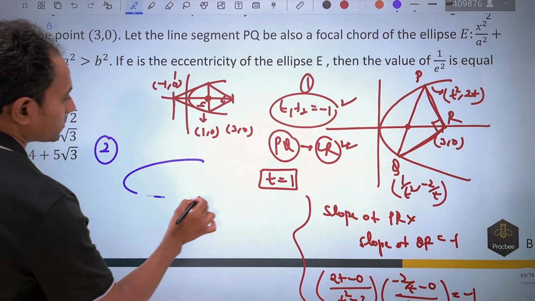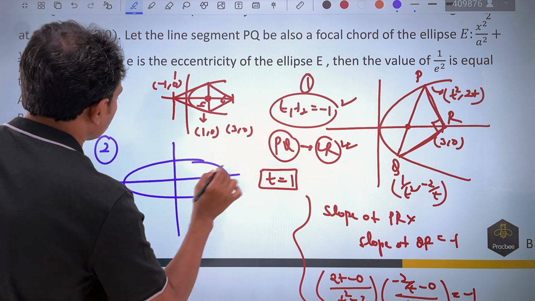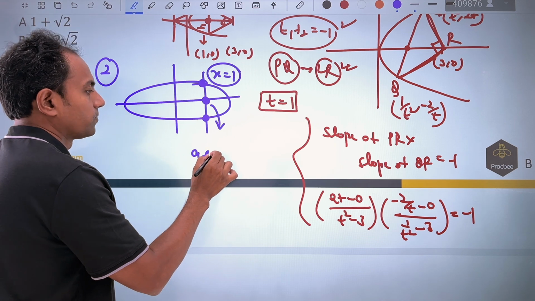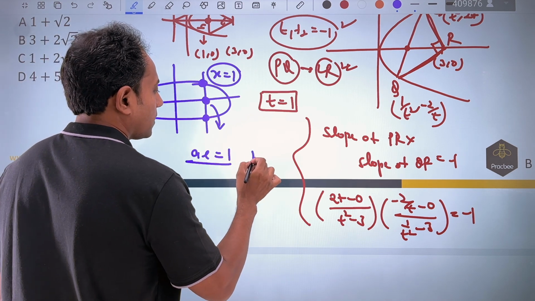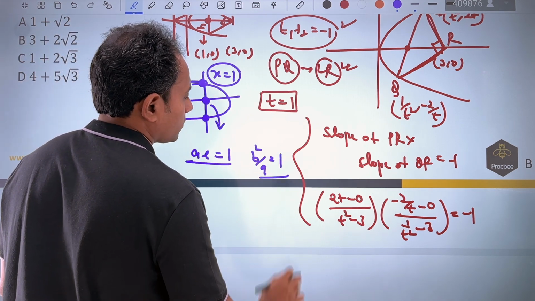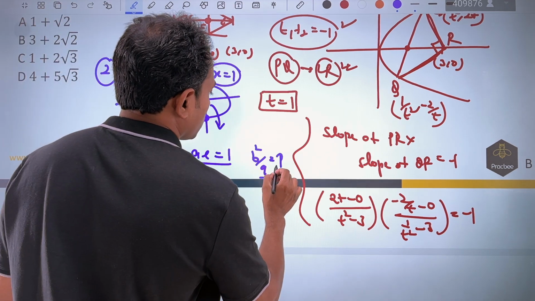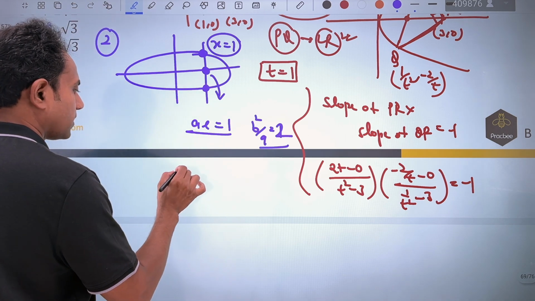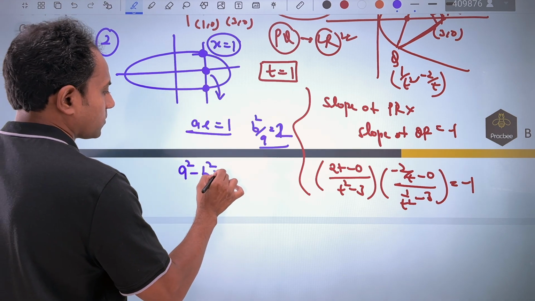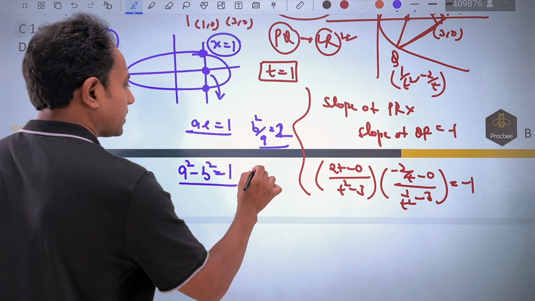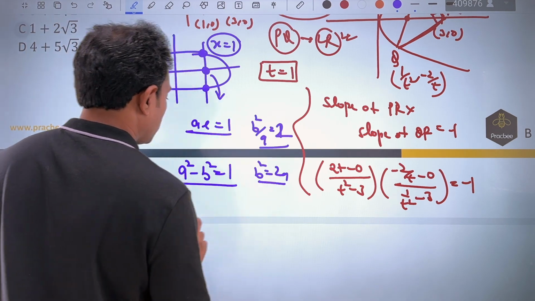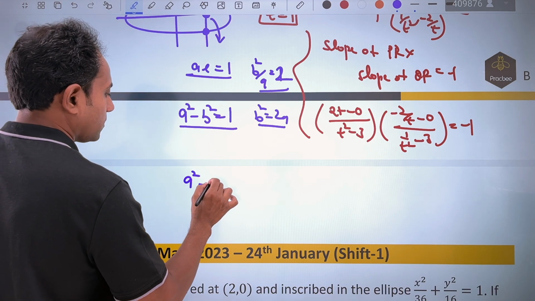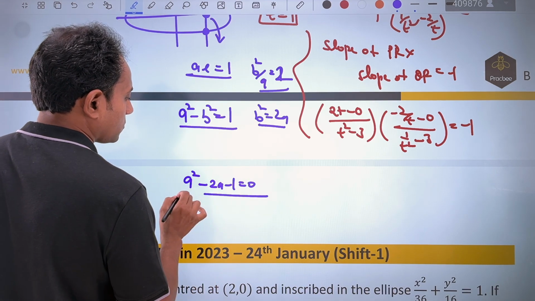So if I look into the ellipse, now what is happening, let us see. So these extremities are given to us. So ae will be equal to 1 and b square by a will also become equal to 2. Once you have this, from here I can write this as a square minus b square is equal to 1. You can see that the value of b square is equal to 2a. We can put here, we can solve it. So a square minus 2a minus 1 is equal to 0.